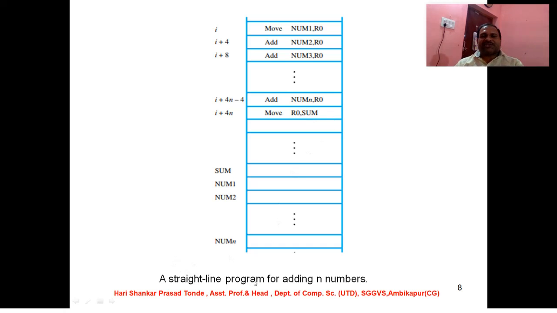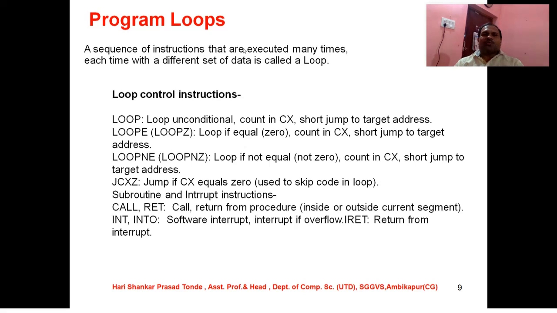So this is a straight line program for adding n numbers, students. Afterwards, the straight line is going to be performed and all the numbers are going to be added and displayed on the output screen. So in the next slide, programming loops, we are going to discuss. It is very interesting, students.